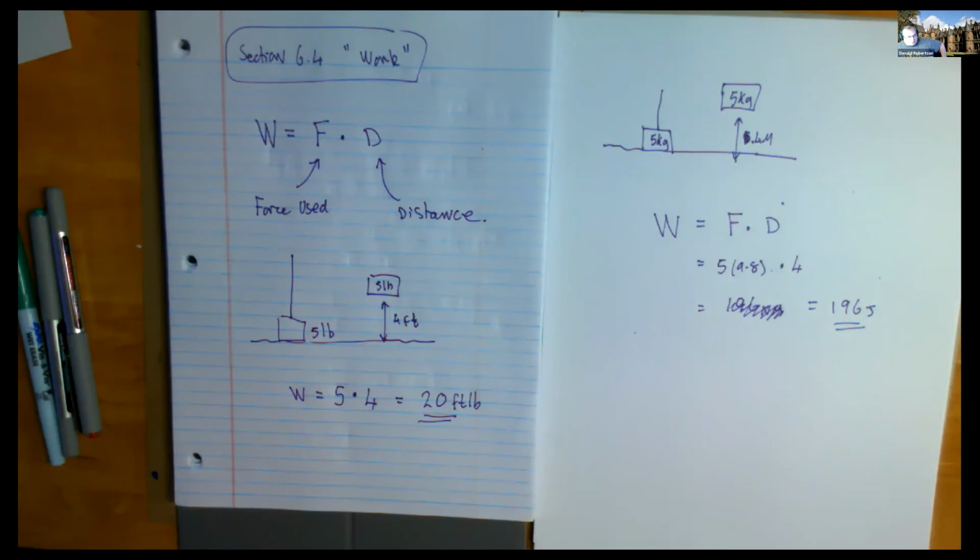So there's only a couple of questions where they chuck this, oh, we did it in 5 seconds and then we did it in 10. How much work did we do? And the answer is you did 20 foot-pounds in both cases, and it's still 196 joules. Are we cool with that?